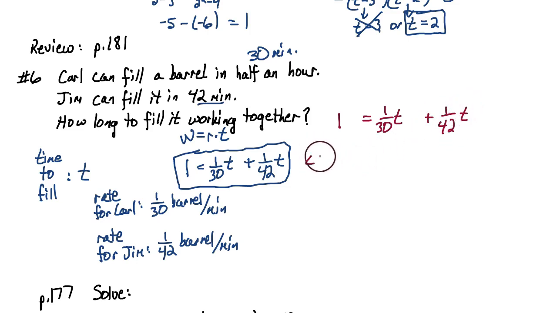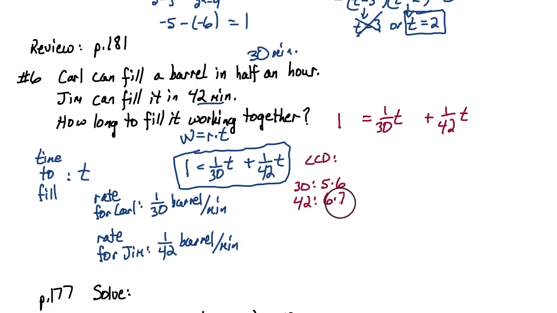Now we need to know what is the lowest common denominator if one denominator is 30 and the other denominator is 42. To help us find the lowest common denominator, we learned about LCM in an earlier chapter. If we take 30 and factor it, we can think of 30 as 5 times 6. If we take 42 and factor it, we can think of 42 as 6 times 7.